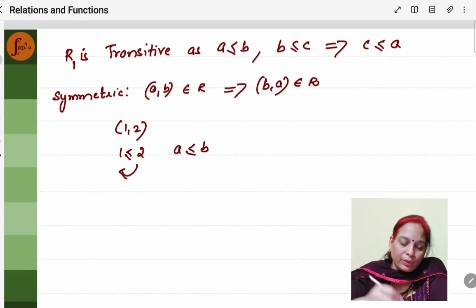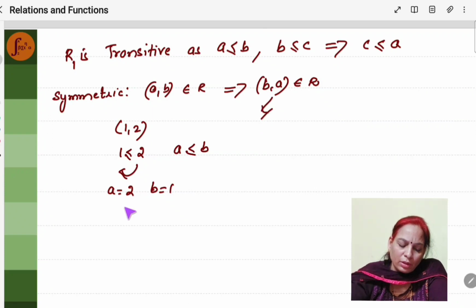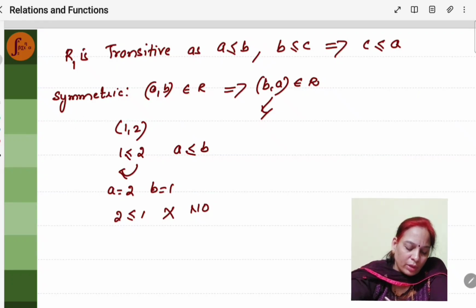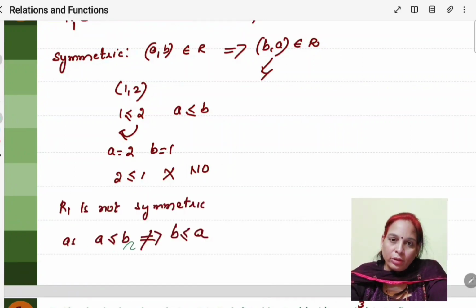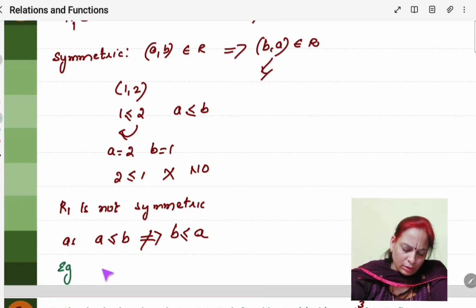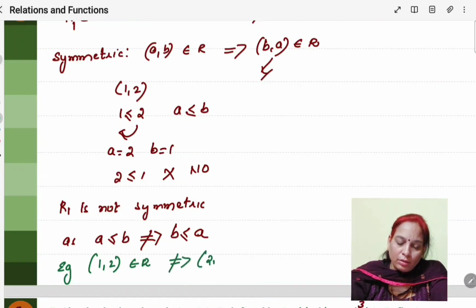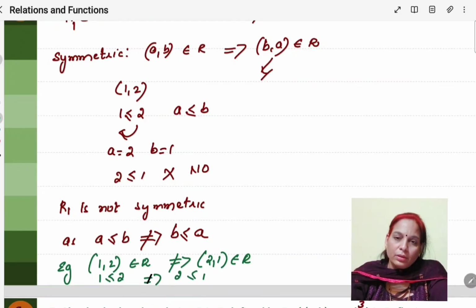Now I'll reverse this. I'll make A as 2 and B as 1, the BA combination. Is 2 less than or equal to 1? No. Therefore, it's not symmetric. So you say R1 is not symmetric as A less than or equal to B does not imply that B is less than or equal to A. For example, 1 comma 2 belongs to R does not imply 2 comma 1 belongs to R. Or I can write 1 is less than or equal to 2 does not imply 2 is less than or equal to 1. Either way, you can tell that it is not symmetric.